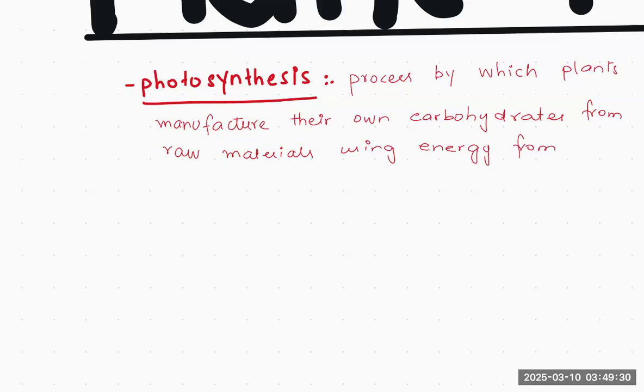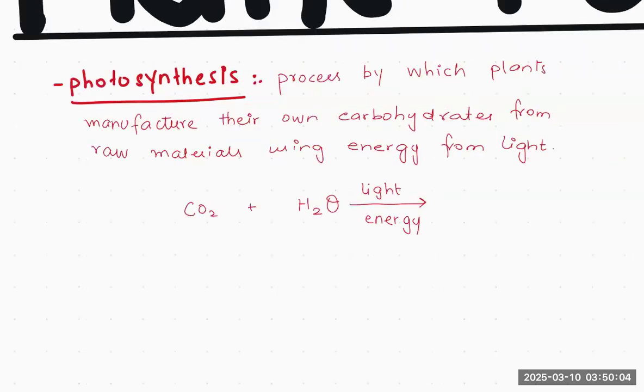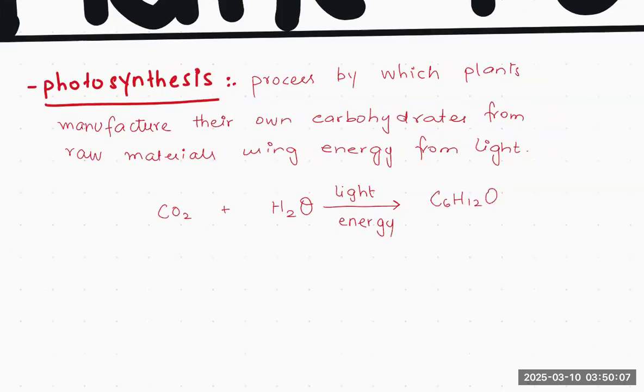Now, when we talk about photosynthesis, the equation for photosynthesis is that you have carbon dioxide and water. The carbon dioxide is absorbed by the plants, right? So the carbon dioxide absorbed by the plants in the presence of light will convert into glucose. Glucose is C6H12O6 plus O2. To balance the equation, we will need 6 CO2, 6 H2O, and 6 O2.